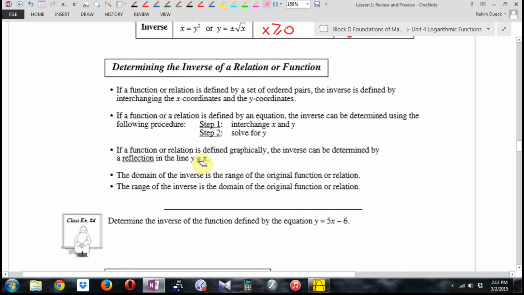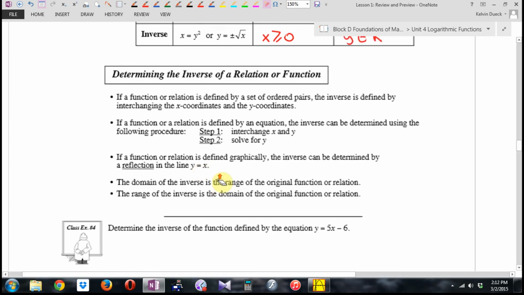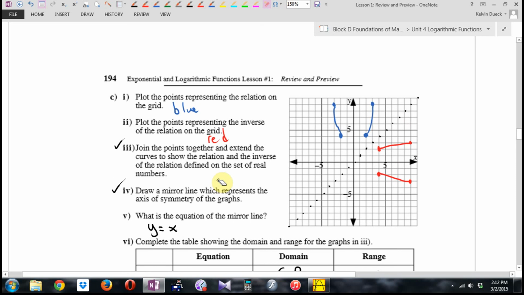I'll be honest, I don't use that method. If it's a graph and the graph goes through (5, 6), what will the inverse go through? (6, 5). I don't actually reflect it. I just know, oh, (5, 6) becomes (6, 5). (2, -8) becomes (-8, 2). That's why you heard me calling the points out when I was doing this one by hand. And then afterwards I say, oh yeah, it's a reflection. I find the actual reflecting thing tricky, but I can switch x and y around by hand really easy.